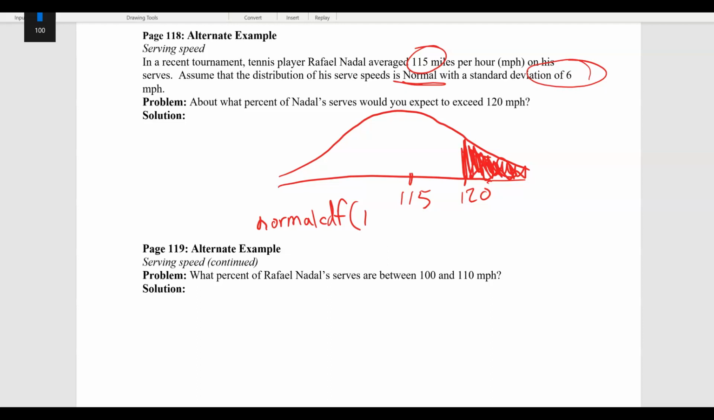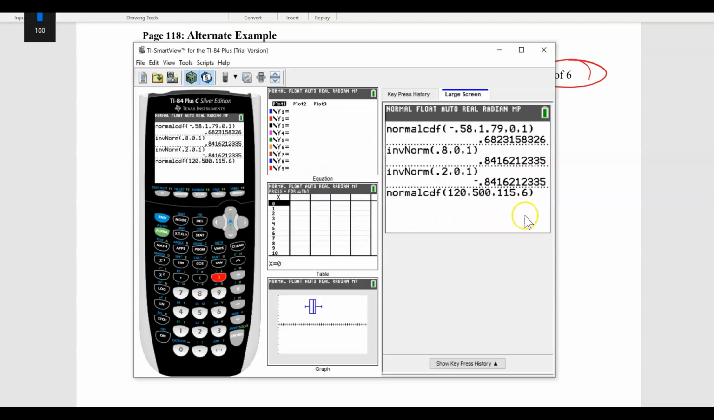Lower limit is 120. The upper limit, this is where it gets kind of tricky. We just have to pick a big number. 6 is your standard deviation, so truthfully, like 150 is probably plenty big enough. But I went 120 to 500. You could put 5,000. You could put 5 million. It won't matter. Now I put in the mean of 115 and the standard deviation of 6. So it's very, very important that we have the right mean and standard deviation here. Again, remember, it's lower limit, upper limit, mean, standard deviation.